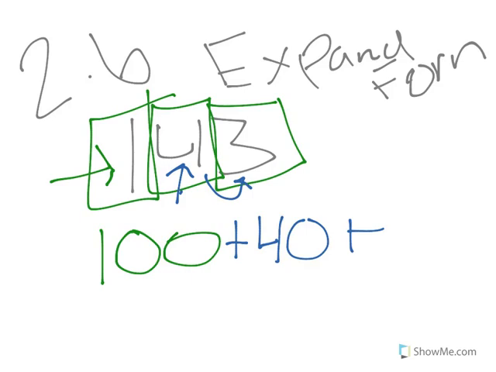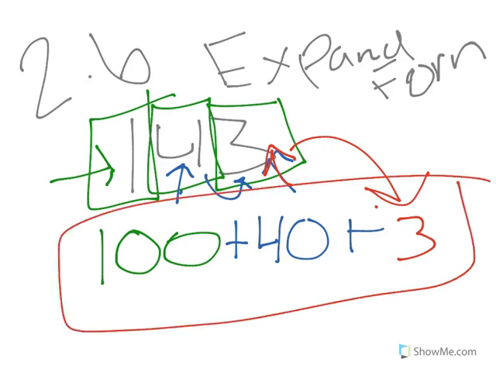And then for the 3, it's already in the ones, okay? It's already there, so I can just bring that number straight down. So my expanded form is 100 plus 40 plus 3. Because if I add all these numbers, it will give me 143, and that's the value of each individual number within that number. And that's what you're going to do with today's multiplying lesson.